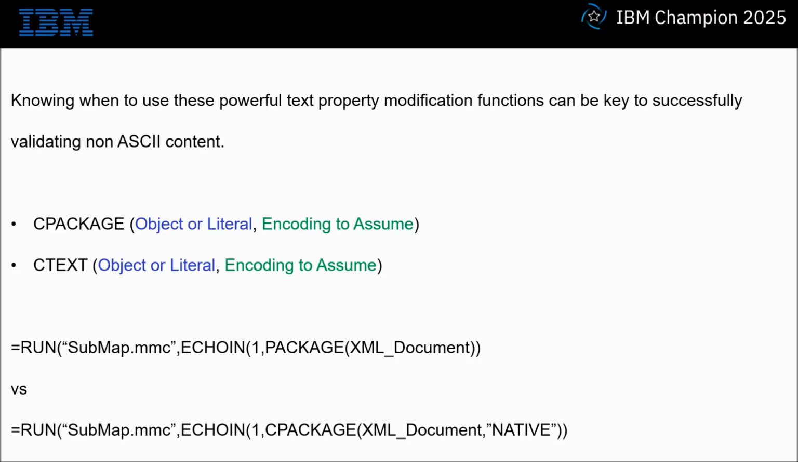Again, we're calling the submap, we're doing the ECHOIN, we're doing a CPACKAGE, and the second argument, native, is telling the run function that this data is already native. Don't do any conversion before you send the stream out. So it will be sent raw as is, and will arrive at the target child map unmolested.